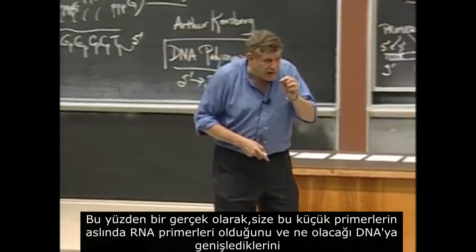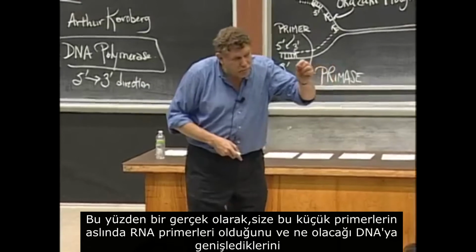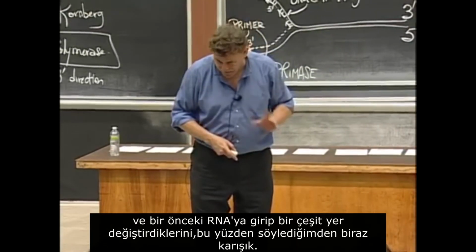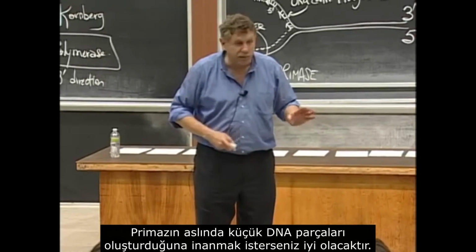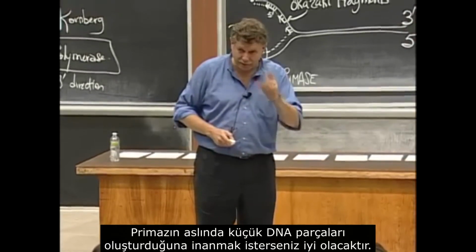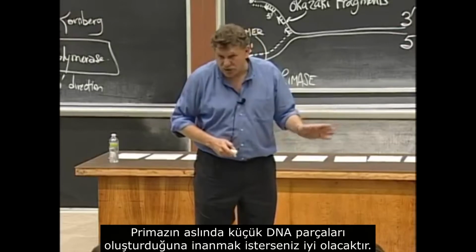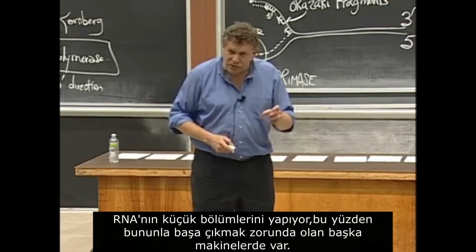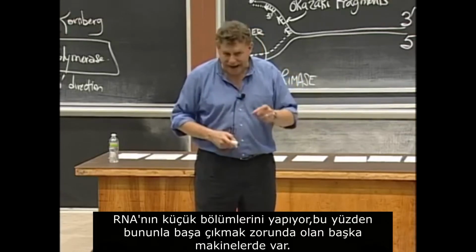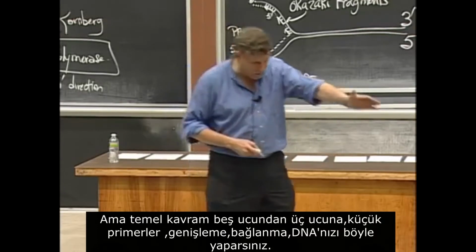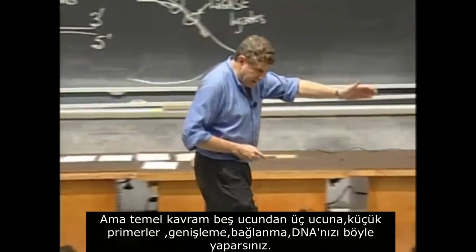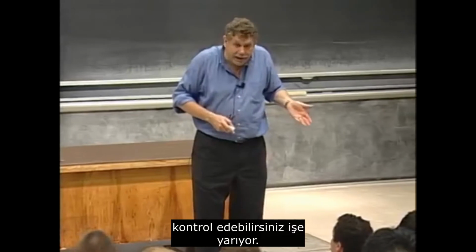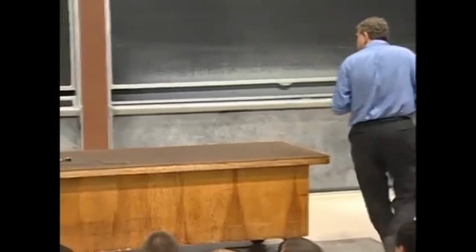And what happens is they get extended into DNA, and they bump into and kind of displace the previous RNA. So it's slightly more complicated than I told you. You're welcome to forget that. If you would like to believe that primase is actually making little segments of DNA, it'll be just fine. But in fact, it doesn't actually. It's making little segments of RNA, so there's a whole other machinery that has to deal with that. But the basic concept, 5' to 3', little primers, getting extended, getting ligated, that's how you make your DNA. And you can check it out, and it works. All right.